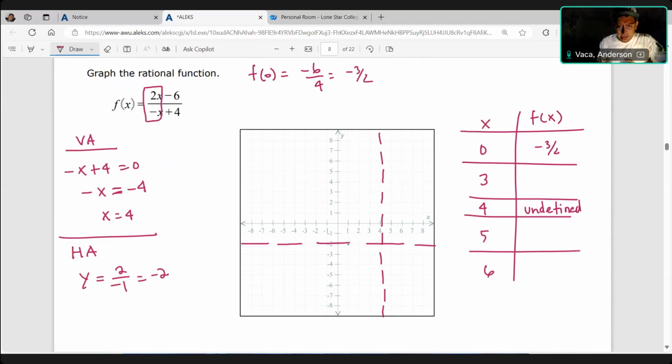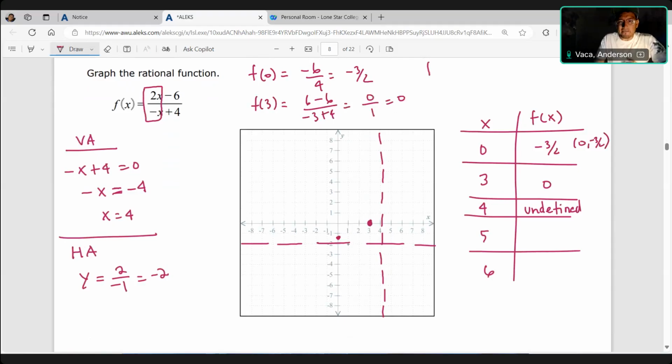So 0, -3/2. That's like -1.5. So that's right over here. Again, you can just type it on the computer and the computer will do it for you. F of 3. 2 times 3 is 6. 6 minus 6. That will be -3 plus 4. That will be 0 over 1, which is 0. 3, 0. Okay. Right here.